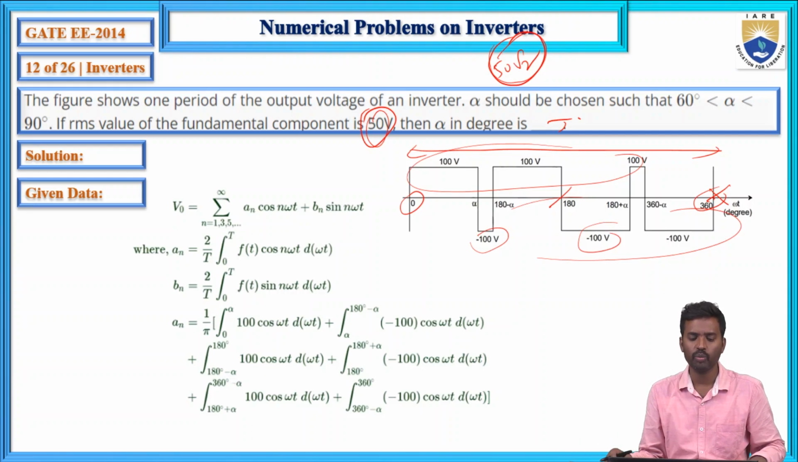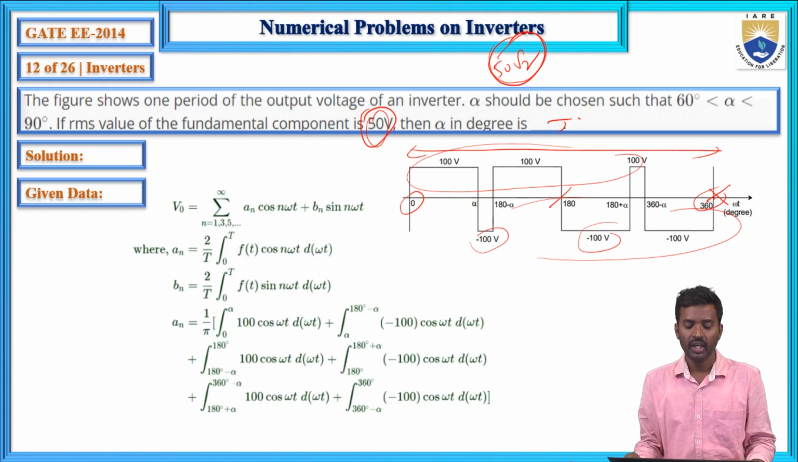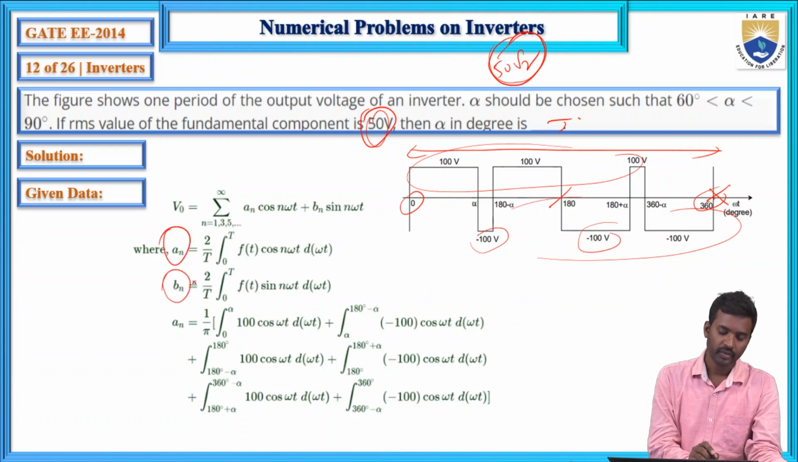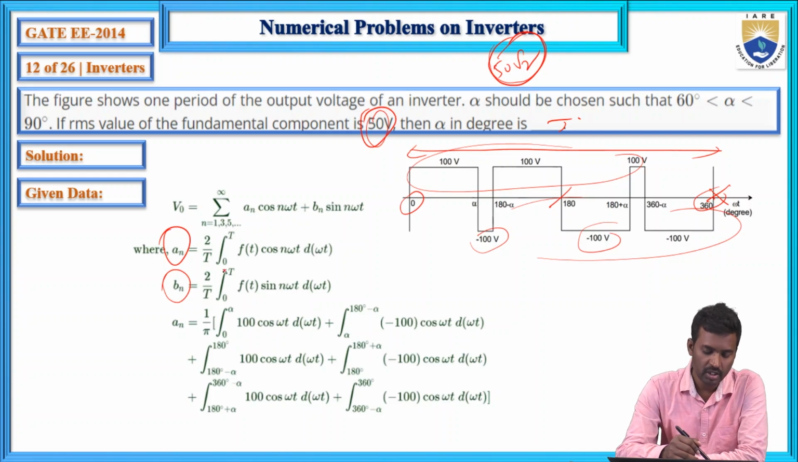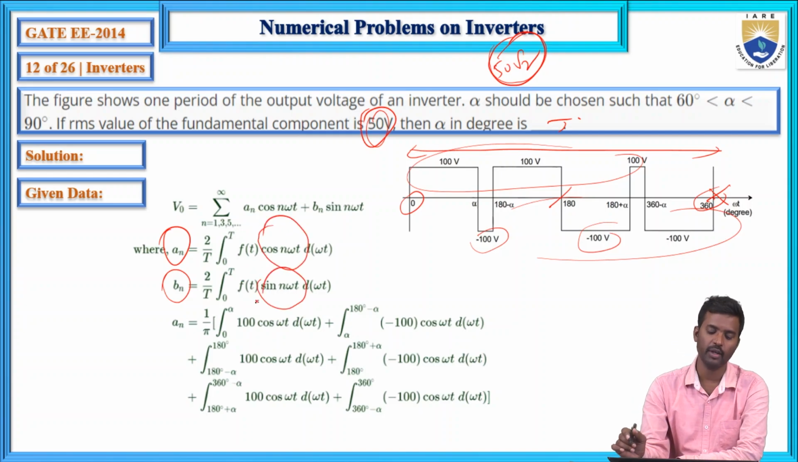First, what about the output voltage? It is the sum over n equals 1, 3, 5 to infinity of an cos n omega t plus bn sin n omega t. If you expand, an equals 1 by T by 2, that is 2 by T, integral 0 to T of f of t cos n omega t dt. And bn equals 1 by T by 2, that means 2 by T, integral 0 to T of f of t sin n omega t dt. So for an this is cos omega t, and for bn this is sin omega t.